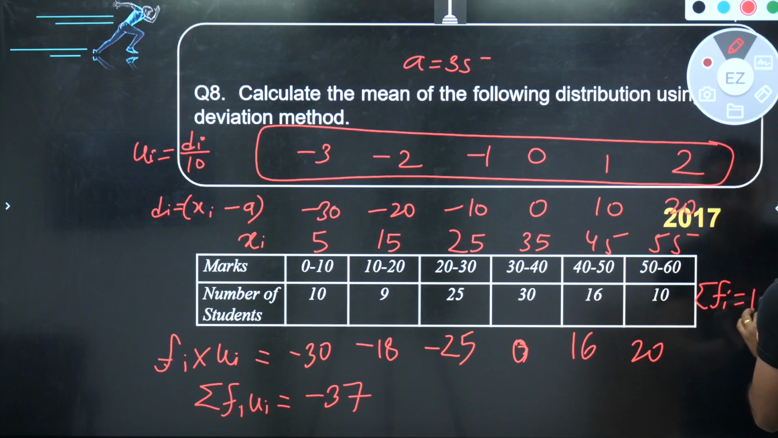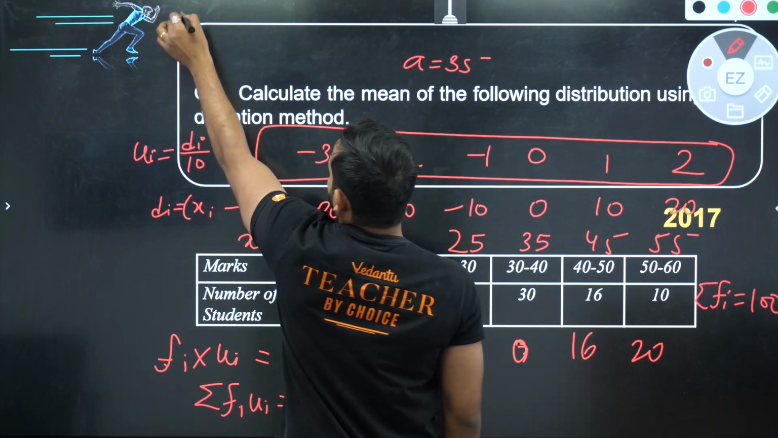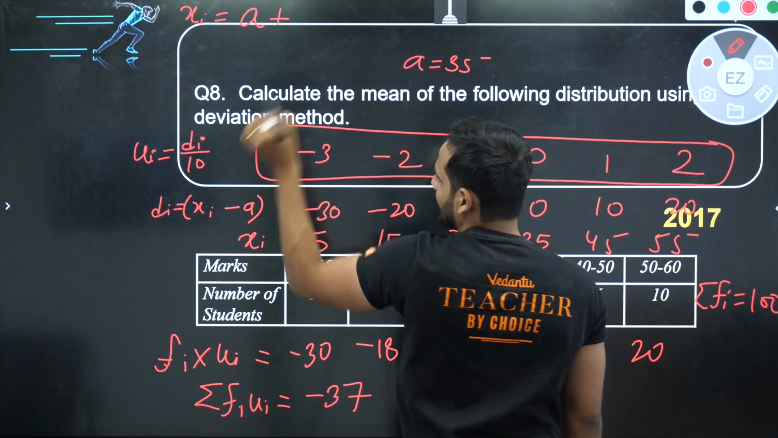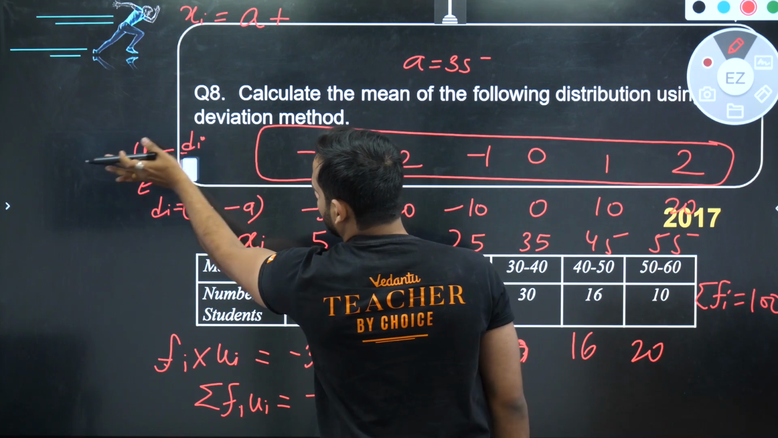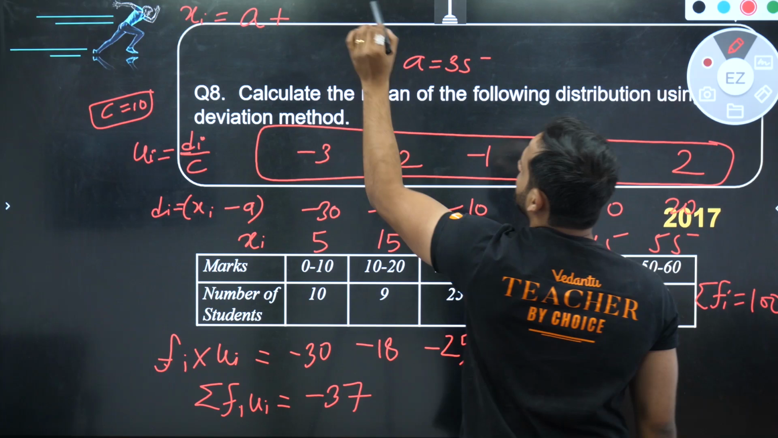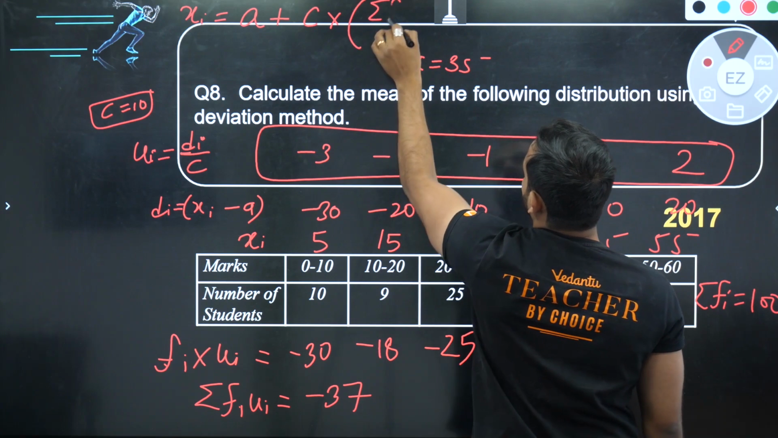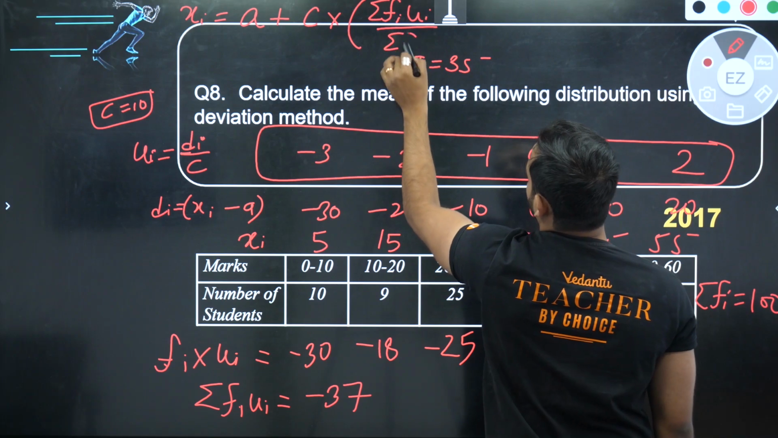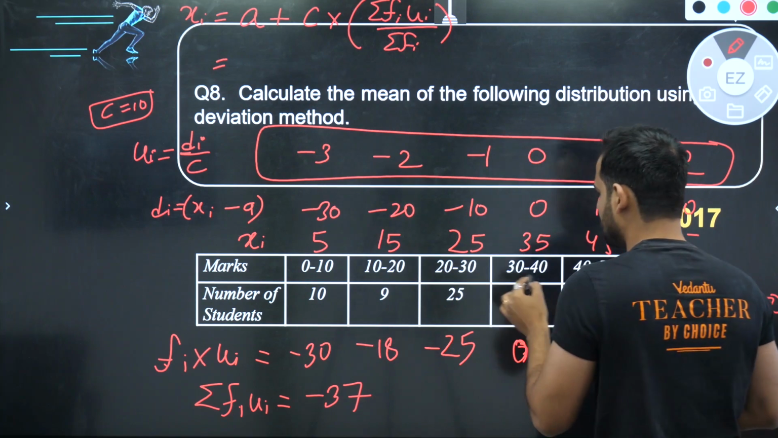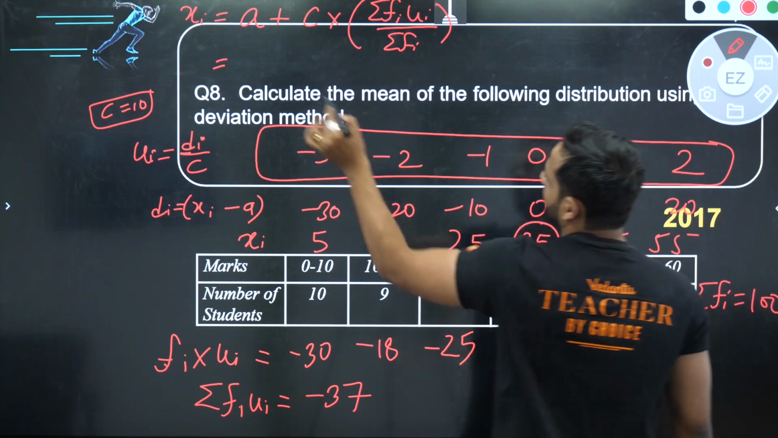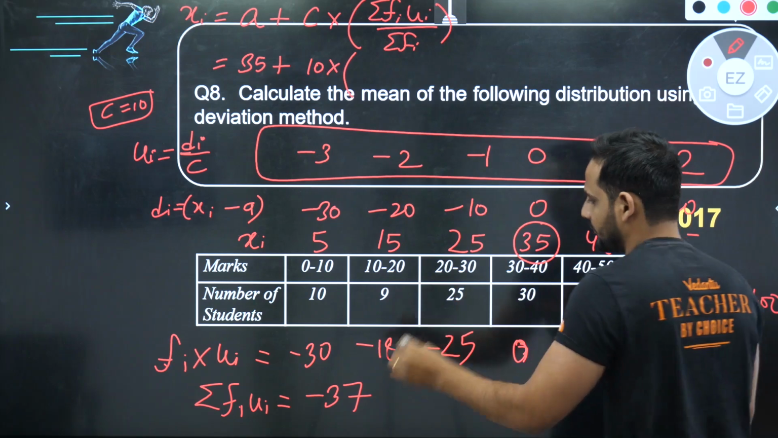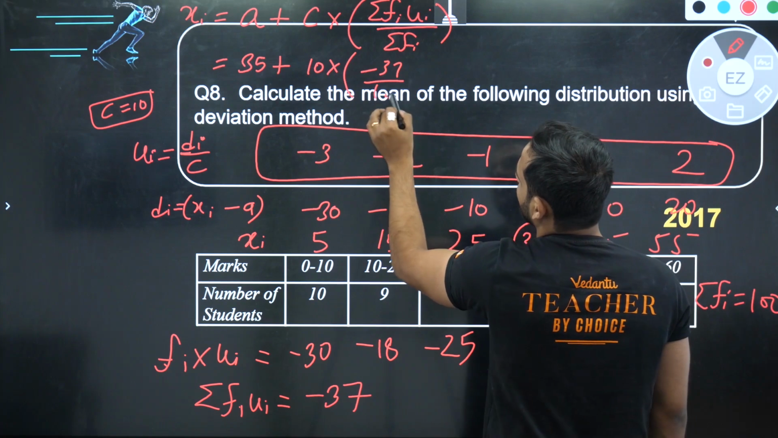Now, the mean formula you have to use, for the step deviation method, is x bar equal to a plus c into summation of fiui divided by summation of fi, where c is the common factor, which in this case is equal to 10. The assumed mean I have taken as 35. So 35 plus c is 10 into summation of fiui, which is minus 37, divided by 100.